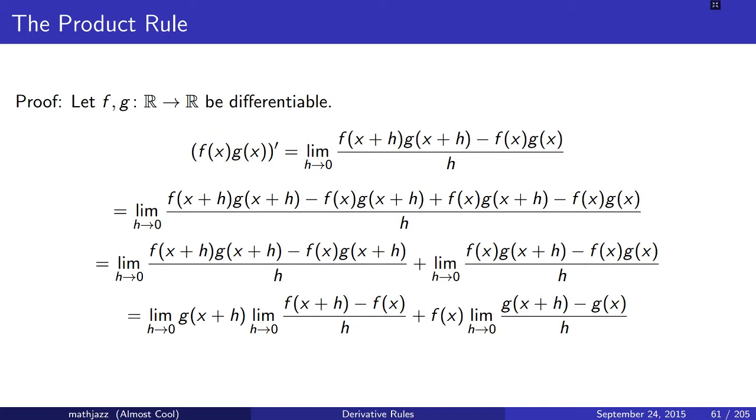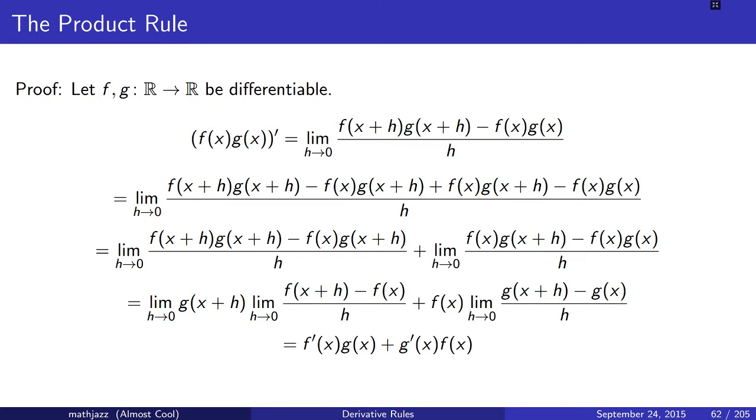So we make those substitutions, and we end up with the right-hand side of the product rule, which is f prime of x times g of x plus g prime of x times f of x. And this proves the theorem.